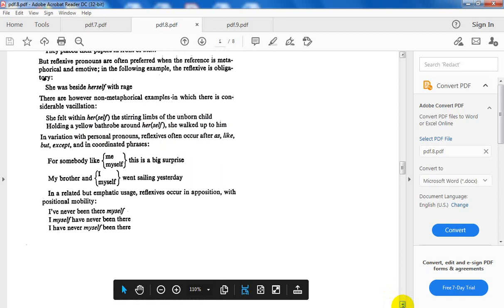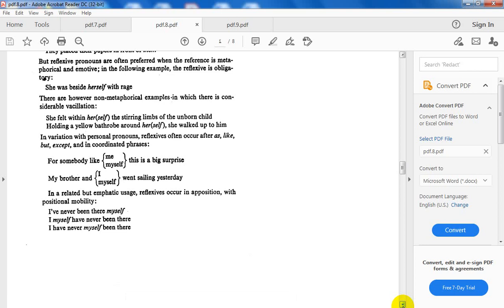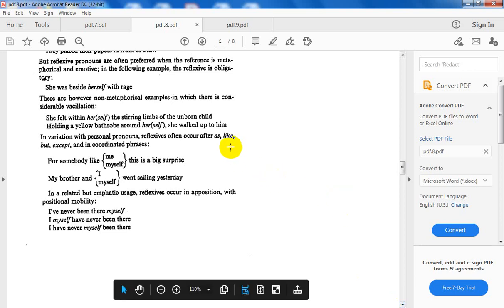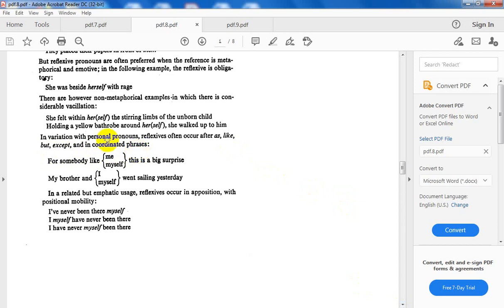In variation with personal pronouns, reflexives often occur after as, like, but, except, and in coordinated phrases. The personal in variation with personal, reflexive can occur after as, like, but, except, بالcoordinated phrases. For somebody like me, like myself. نقدر نقول like me or like myself. My brother and I, or I can say and myself. يعني you can have personal or the reflexive.